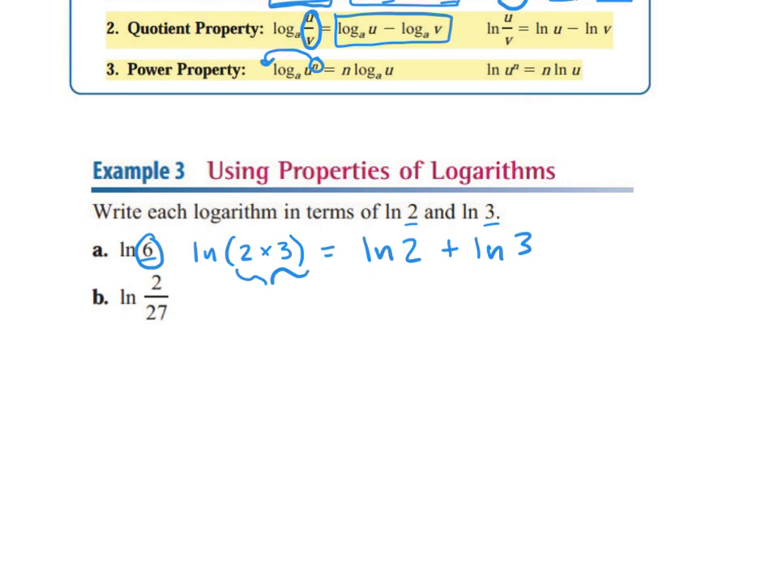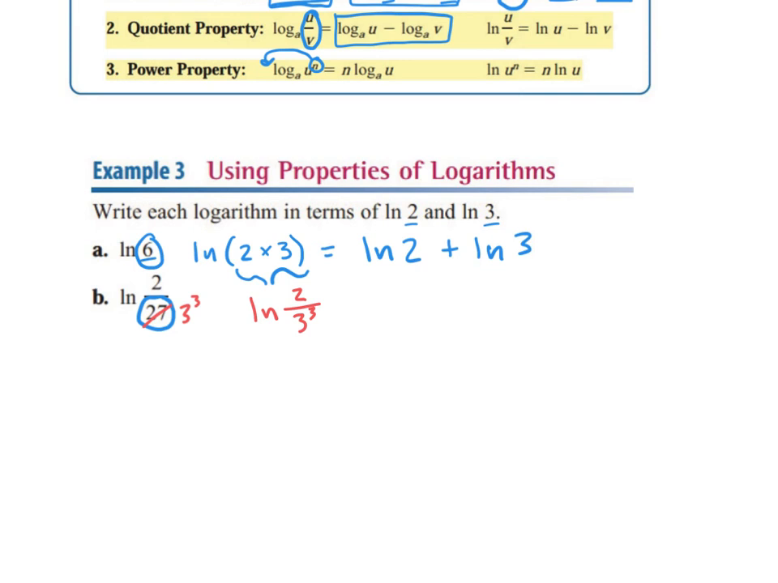Next, we have ln of 2 over 27. So we need this 27 to look like 2 or 3. So we know 27 is 3 cubed. So this is ln of 2 over 3 cubed. So we just changed our 27 to look like a 3.